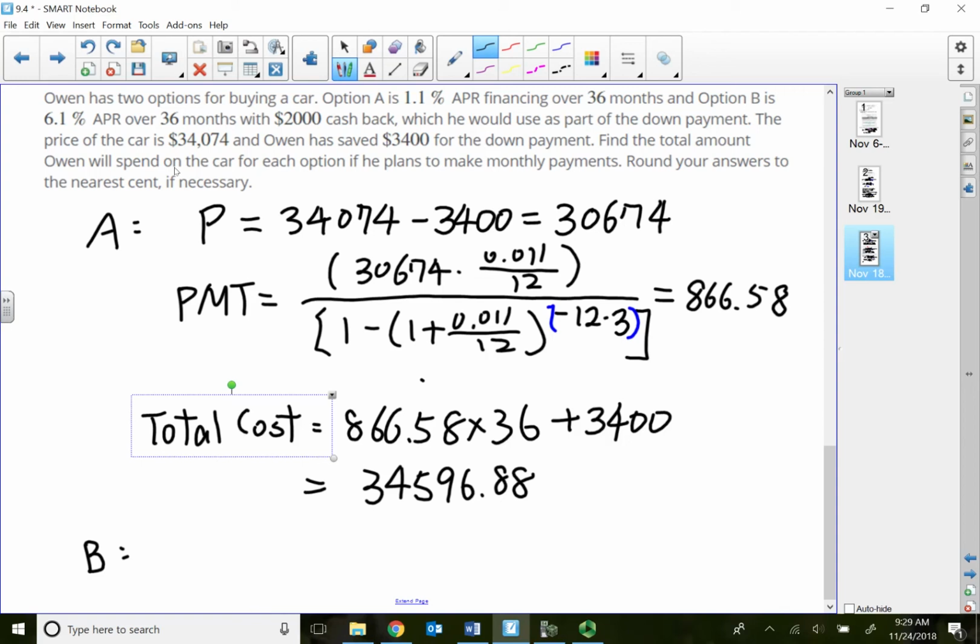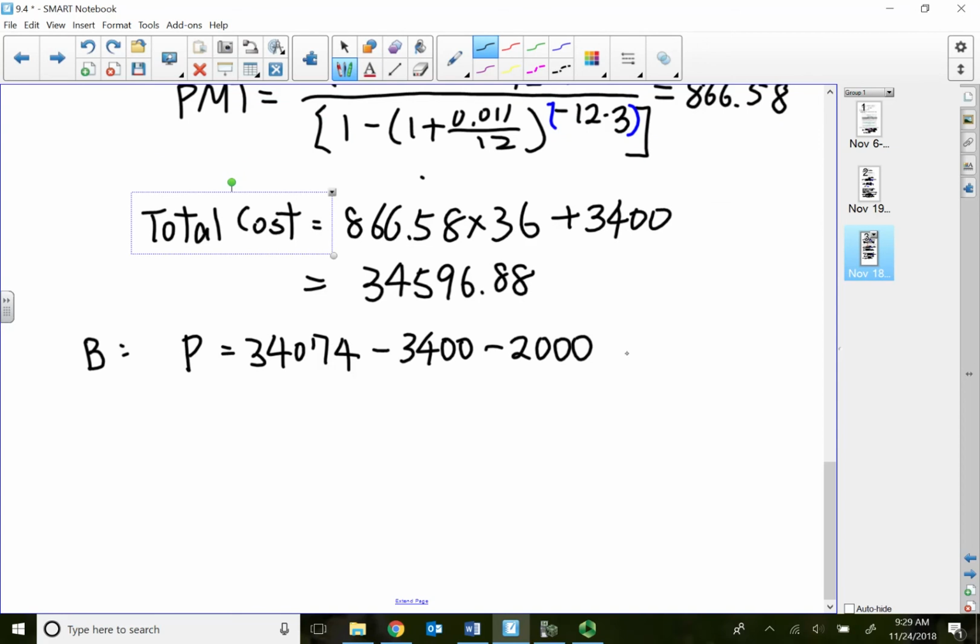Now, how much will he finance this time? Well, option B, his finance will be $34,074 minus the $3,400 that he has saved for down payment. But now with option B, he also gets $2,000 cash back, so we will subtract another $2,000 off the cost of the car. So if you put this in the calculator, he will only finance for $28,674.